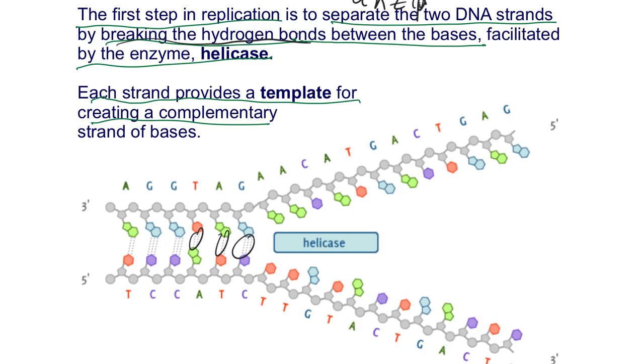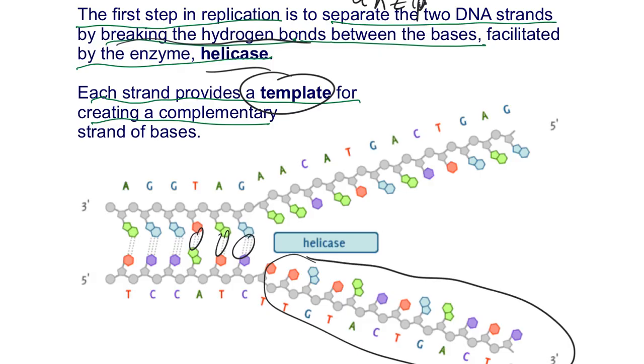So break the hydrogen bonds and unzip it. That's what the enzyme helicase does. It's like your finger going down and making the double-stranded DNA into single-stranded DNA. Each strand serves as a template for creating a complementary strand of bases. So this can be copied, as can this.